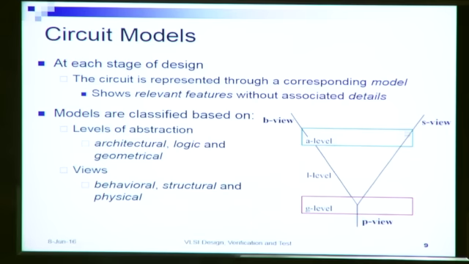So, this is the architectural level model, this is the logic level model, and this is the geometric or physical level model. And in each of these levels, there can be multiple views. For example, the architectural level has the behavioral view and the structural view. Views, we said, are of three types: the behavioral view, the structural view, and the physical view. At the architectural level, we will have the behavioral view and the structural view.